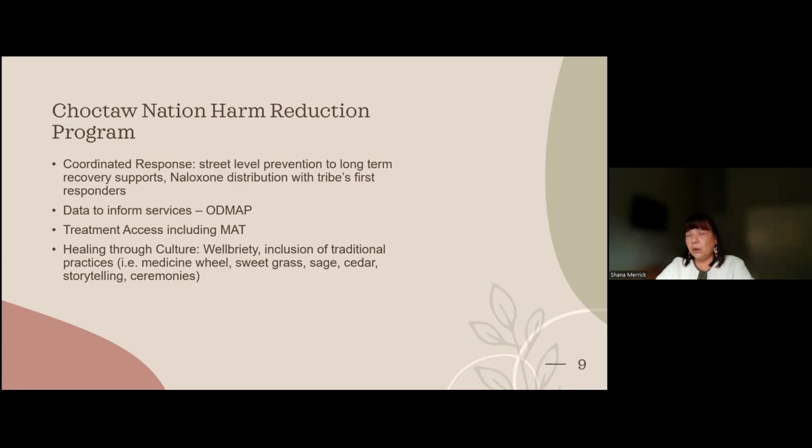And then again, healing through culture. They adopted Wellbriety, which is a movement that was made by tribal people that is based off of the traditional 12-step program that's available through Alcoholics Anonymous, but they use that as a foundation to write Wellbriety that would be more inclusive of traditional practices. So whether that was something like smudging or sweat lodges or talking circles or drum circles, it was more inclusive in that way for tribes.